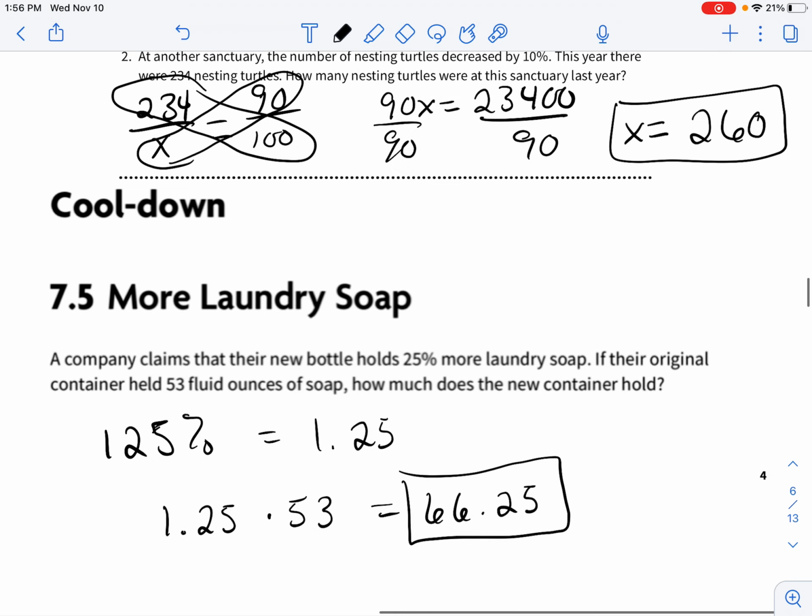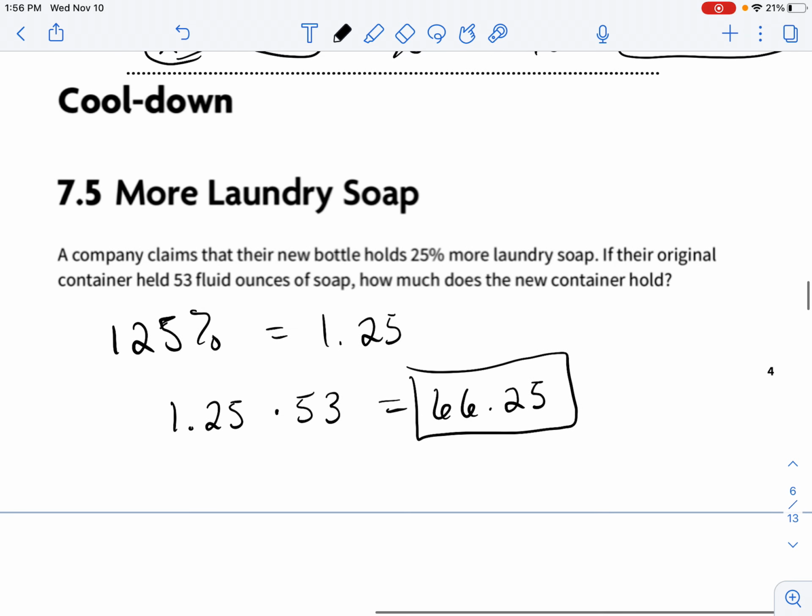Okay, and then the last is just the exit ticket, but I'll go over it here real quick. It says the company claims that the new bottle holds 25% more laundry soap. If their original container held 53 fluid ounces of soap, how much does the new container hold? So it's going to be 125% of the original because it's a 25% increase. So we convert the percent of 125 into decimal form, which is 1.25. And now all we have to do is times that by 53, and that will give us our new amount. So 125% of 53 would be 66.25 ounces.